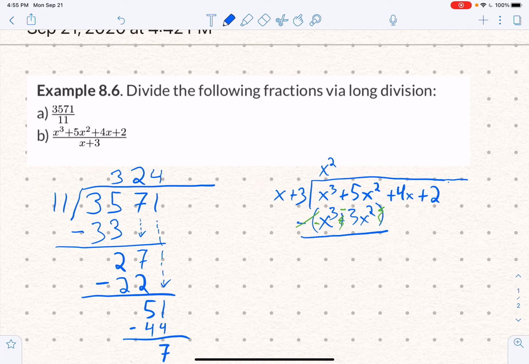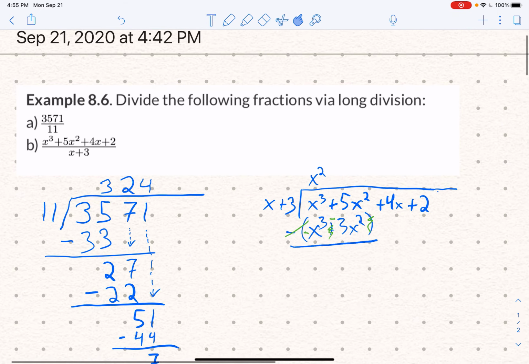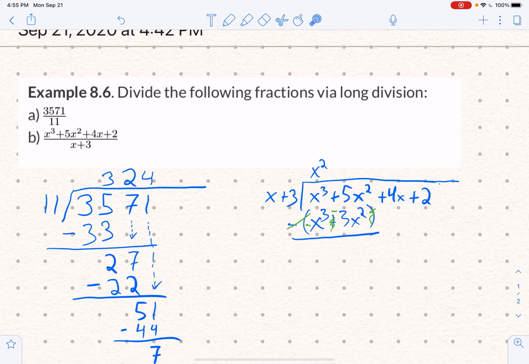Okay, and now we add. So we have x cubed minus an x cubed gives us 0 down below here. So we have 0. And we have 5x squared minus 3x squared gives us 2x squared. Great. Next step. Well, we look to the right and we bring the next term down. Let's go ahead and do it. So this is plus 4x.